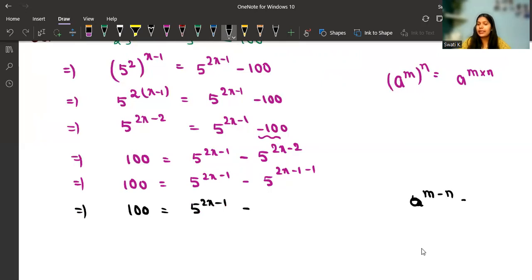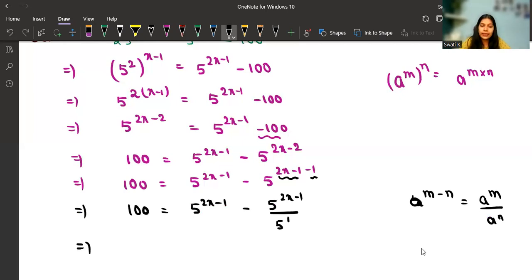Okay, so this I can write down as a raised to m upon a raised to n. This is another property of exponent. So here imagine this one is m and this one is n. So m minus n. So using this property, this will become 5 raised to m, which is 2x minus 1, upon a raised to n, which is 5 raised to simply 1, using this property of exponent.